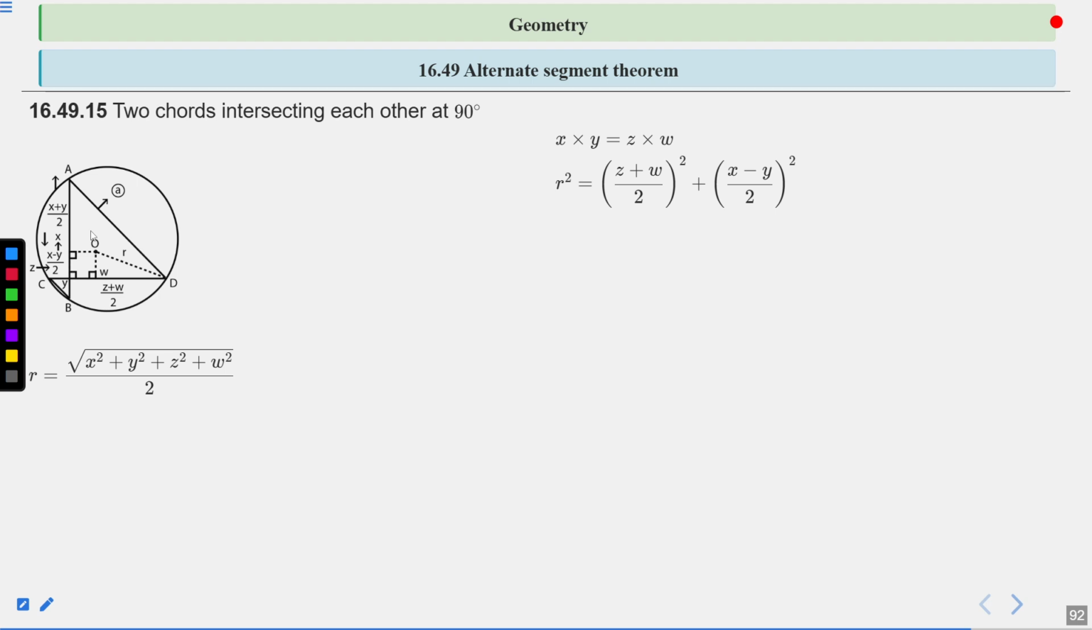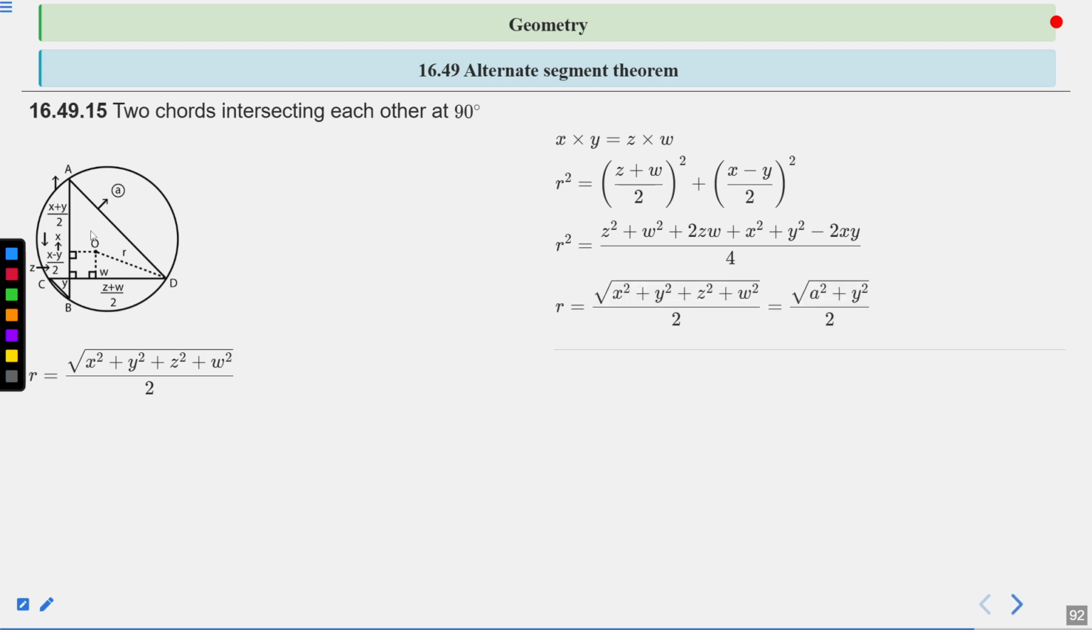Or r square will become ((z plus w) by 2) whole square minus ((x minus y) by 2) whole square. So we get the value of r square, which is (z square plus w square plus 2zw plus x square plus y square minus 2xy) upon 4. Now r will become the square root of (x square plus y square plus z square plus w square) by 2, or we can say the square root of (x square plus y square) by 2. Next one.